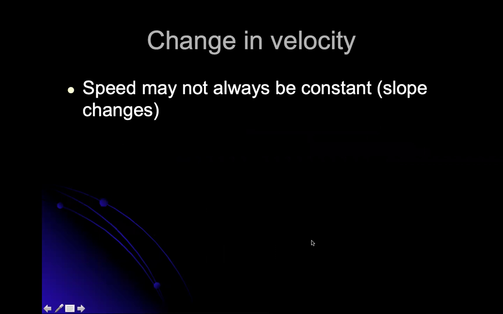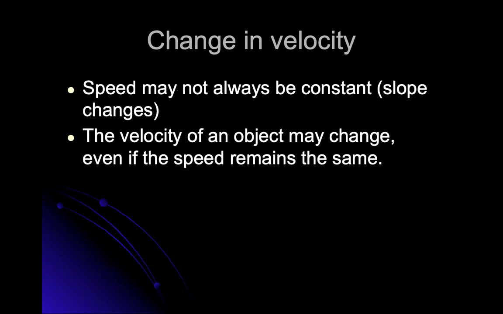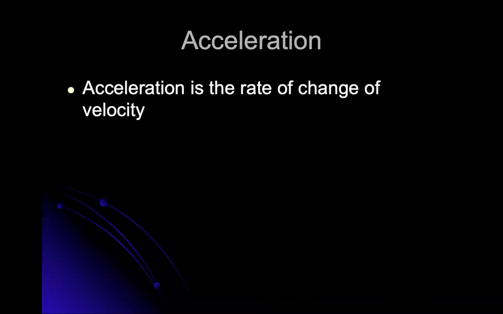All right, 3.4. It's a two-part one. I'm looking at acceleration. Acceleration is a change in velocity. So speed may not always be constant. Okay, so we have a slope changing. So the velocity of an object may change even if the speed remains the same. We're going to get into that. So how? That's what we're going to be talking about. That's called acceleration. Acceleration is the rate of change of velocity.